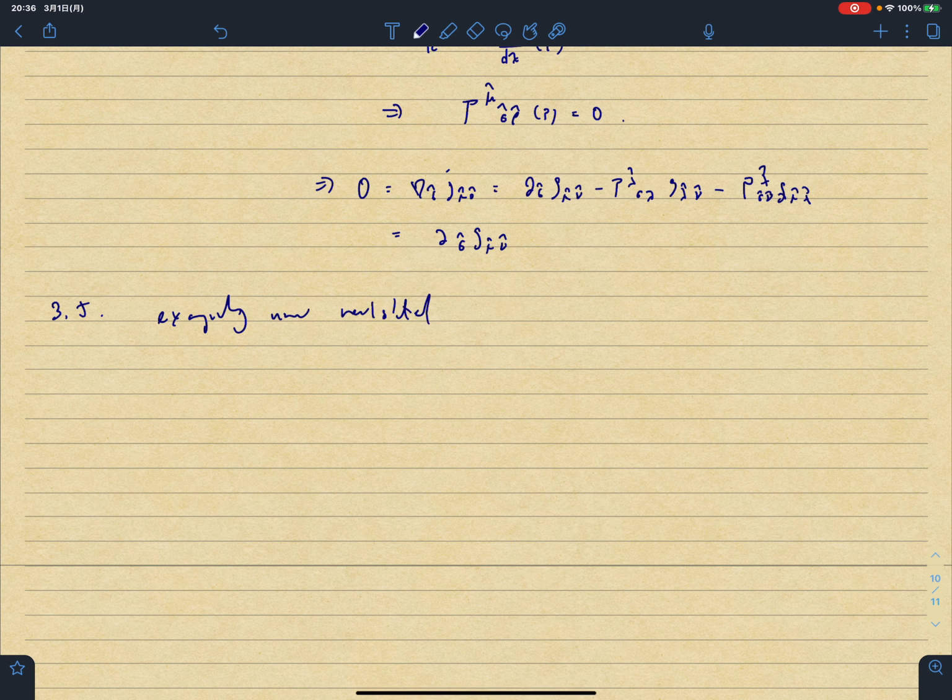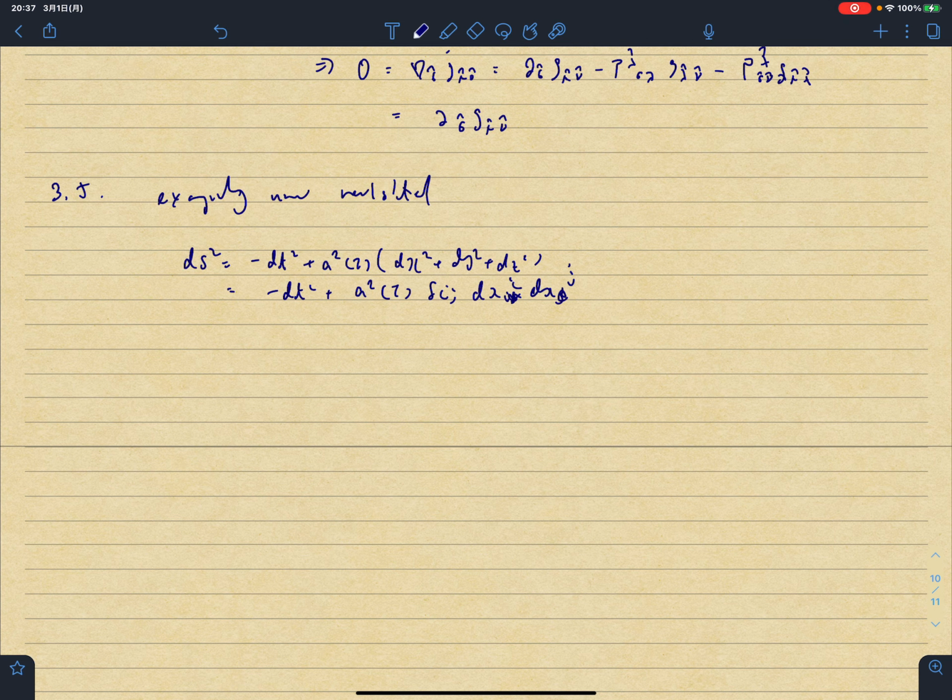This metric describes a universe consisting of flat spatial sections expanding as a function of time, with the relative distance between particles at fixed coordinates growing proportional to the scale factor a(t).